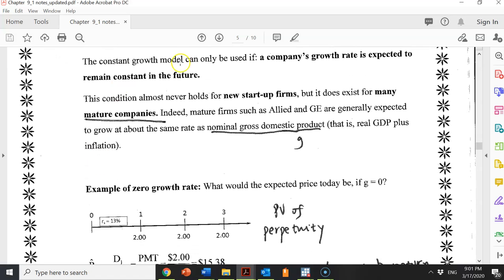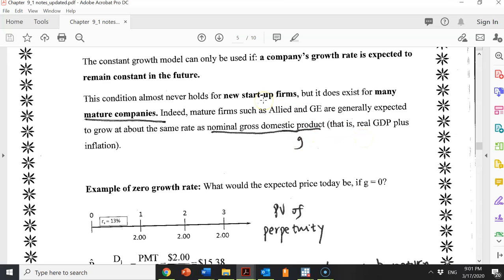Okay, again, the constant growth model can only be used if a company's growth rate is expected to remain constant in the future. This condition almost never holds for new startup firms, but it does exist for many mature companies. Indeed, mature firms such as Alliant and GE are generally expected to grow at about the same rate as nominal gross domestic product, that is, real GDP plus inflation. Okay, it is telling us that we usually use the constant growth model for mature firms when their growth rate is similar to nominal GDP, which is real GDP plus inflation.